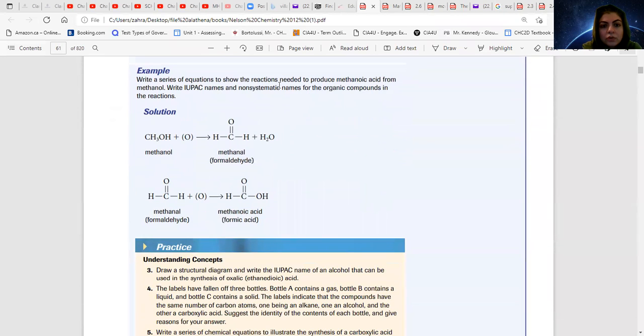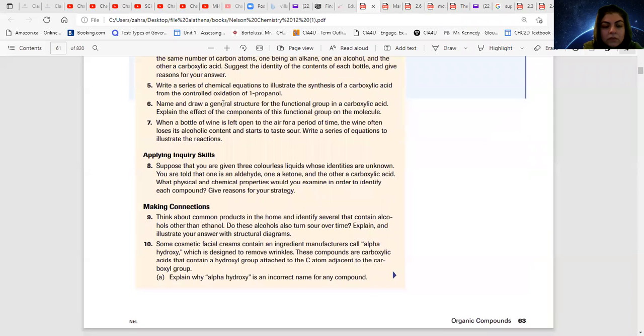Write a series of equations to show the reaction needed to produce methanoic acid. This is methanoic acid. You have to think backward. You write that, and you know the oxidation, so you write down methanal, the aldehyde. Then you take that one, and water will be produced on this side. Now you have to guess what is going to be there. You don't have this double bond, it was just OH here. So just write that down. You have to work backward to do these questions. For this one, you can do question number 5 and 6.